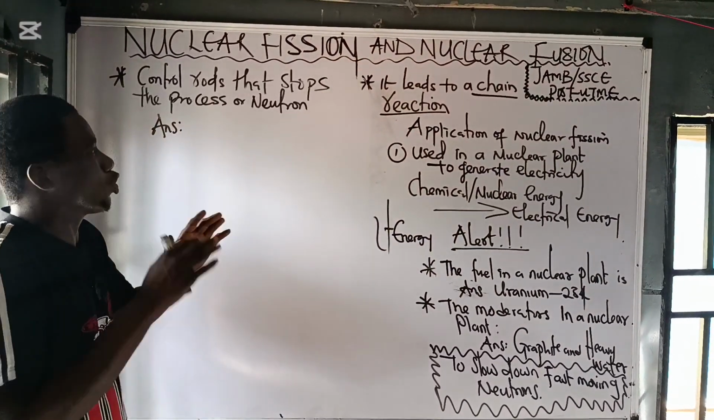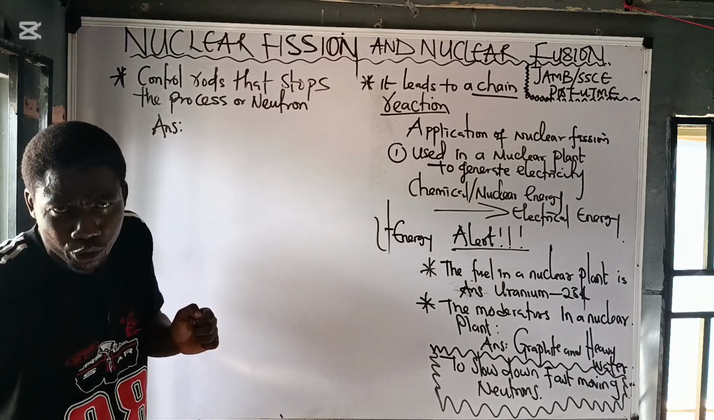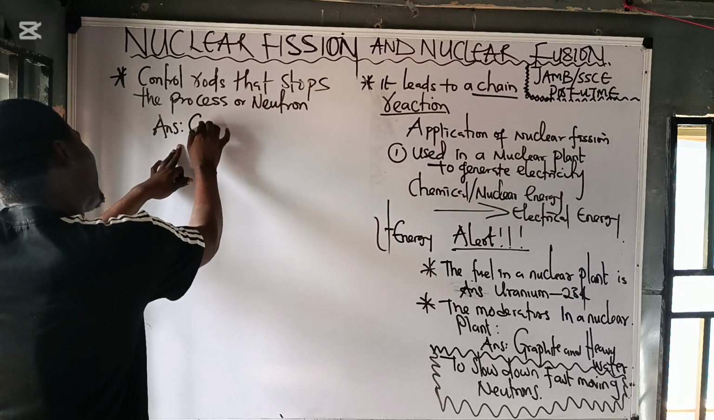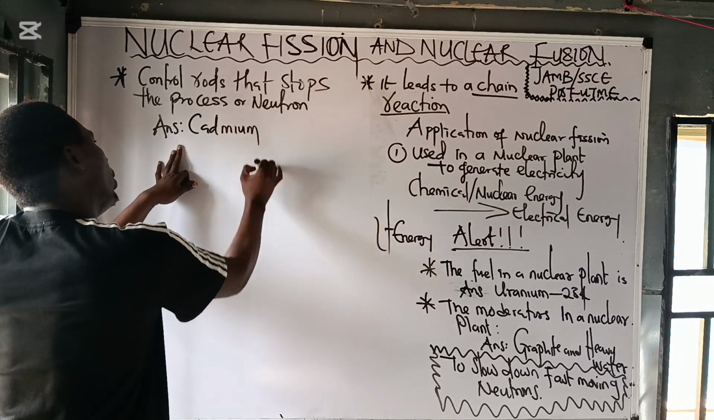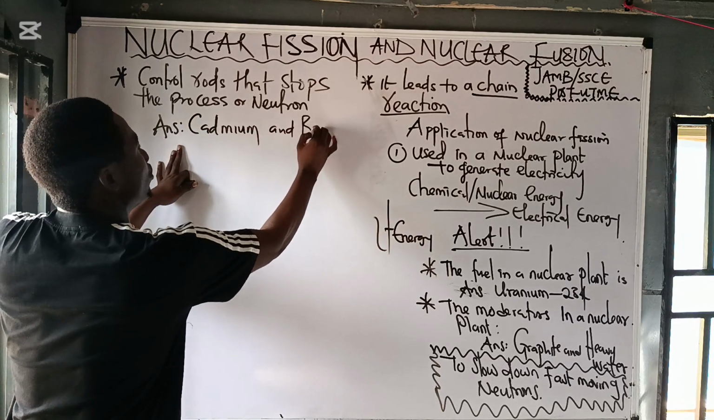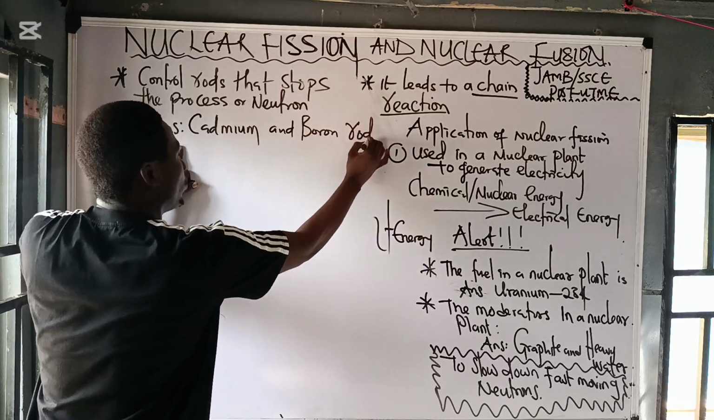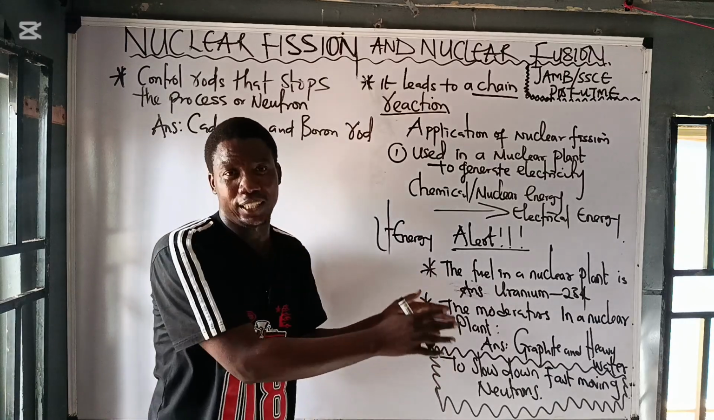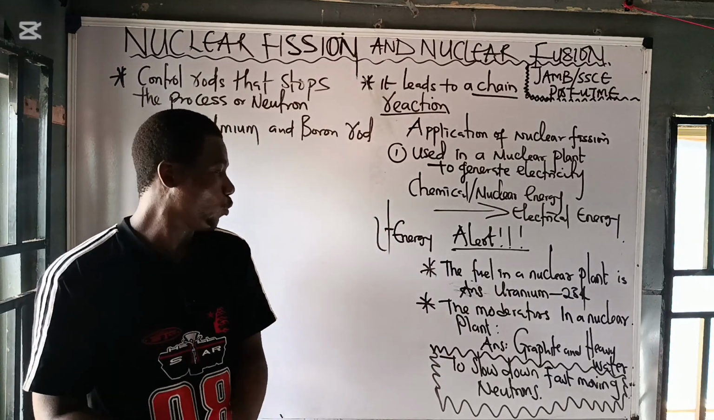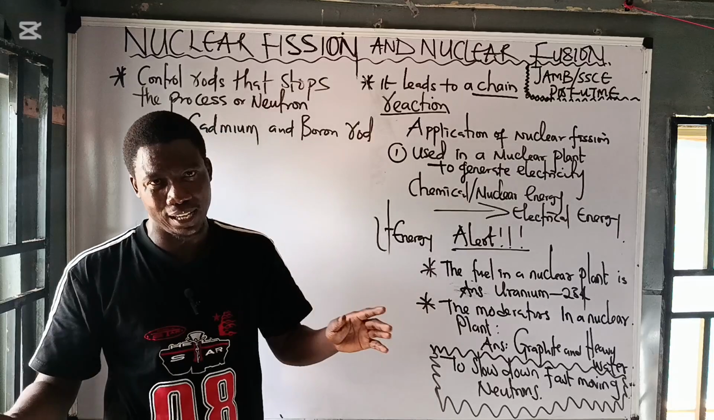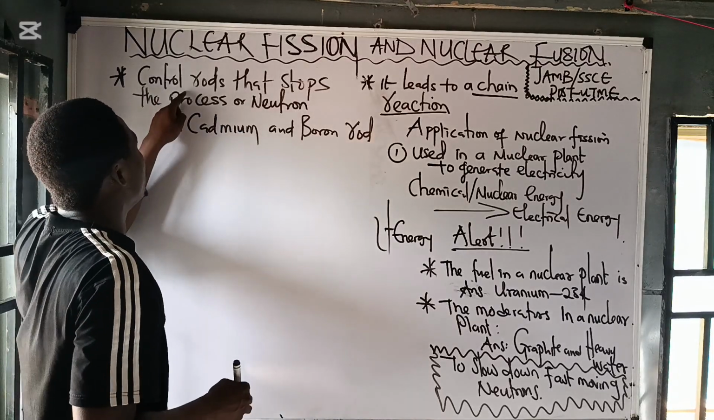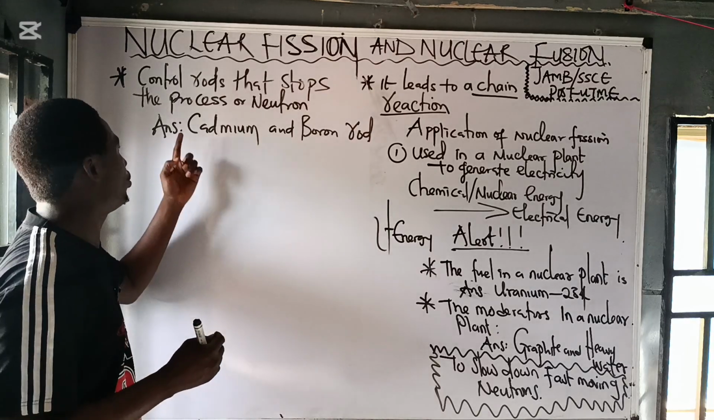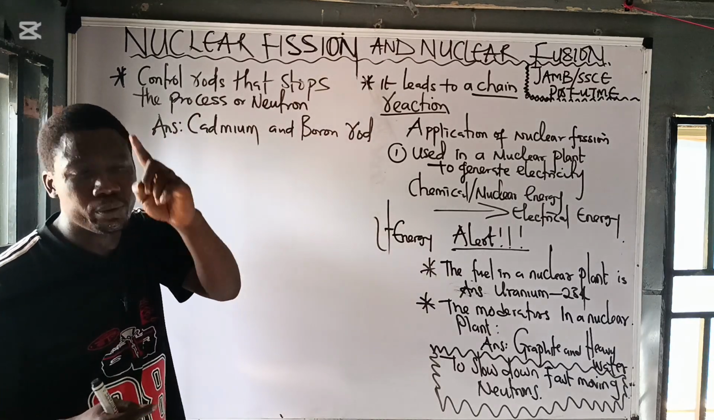Control rod that stops the process or stops the neutron is what? Please take note. The answer to this question is cadmium and boron rod. It should be noted: the moderators are used to slow the process down, not to stop the process. So we use graphite and heavy water to do that. But to stop the neutron from further reaction, we use cadmium and boron rod. Please take note of that.